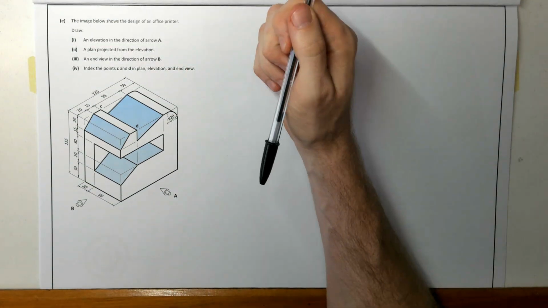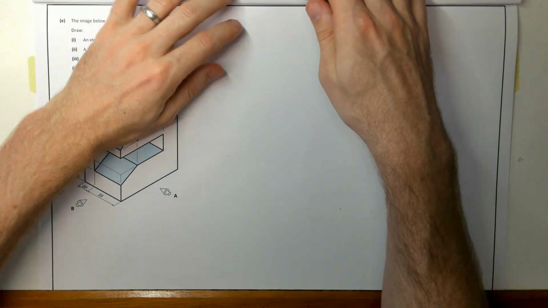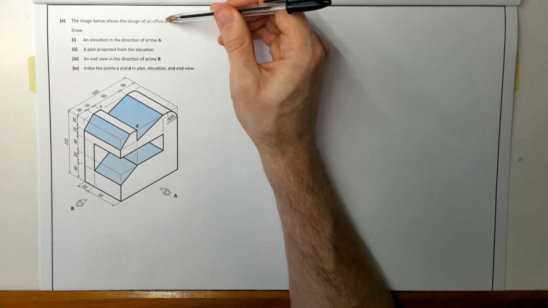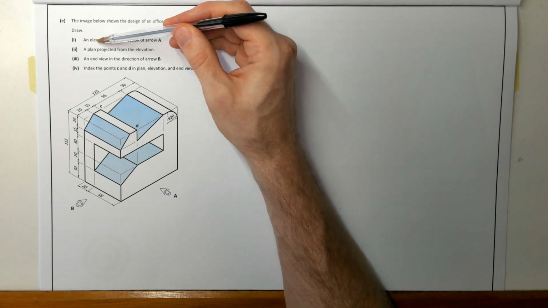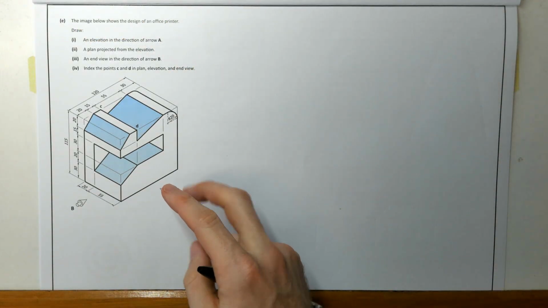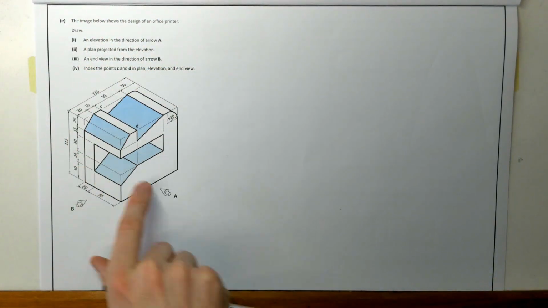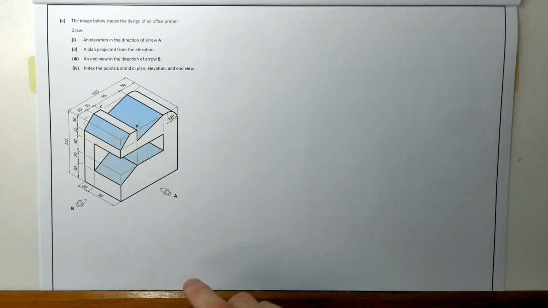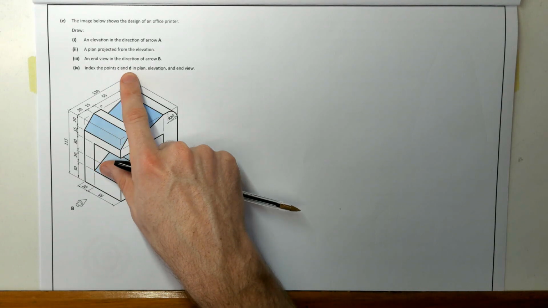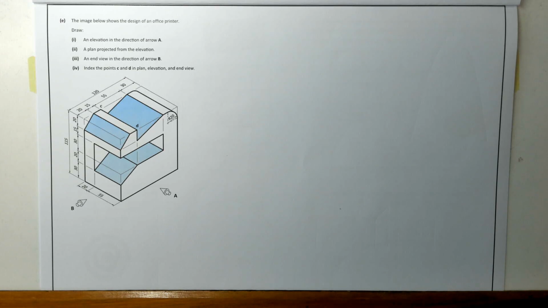So this is part E, okay? It's a continuation on from our question 3 there. The image below shows the design of an office printer. They want us to draw the elevation looking in the direction of arrow A, so looking in this way, the plan looking down on top, and the end elevation looking in from B. And then after that, they want us to index points C and D. So we've got points C and D here in plan, elevation, and end view.